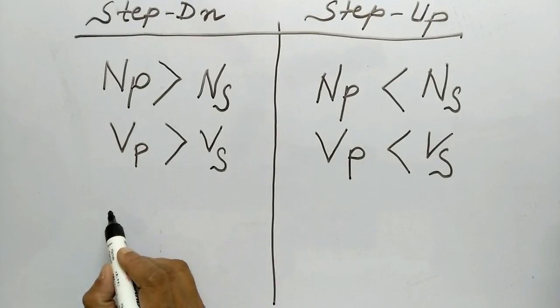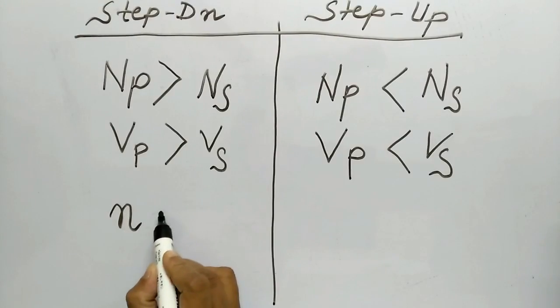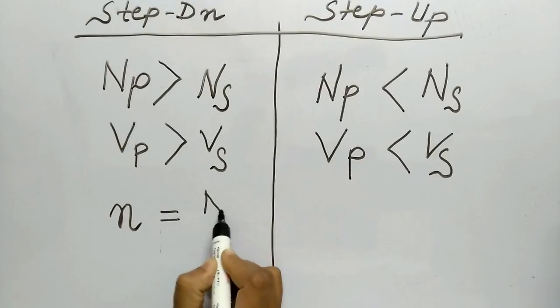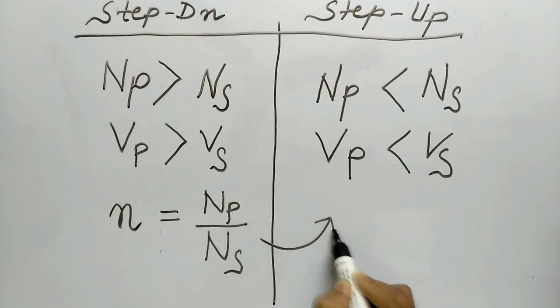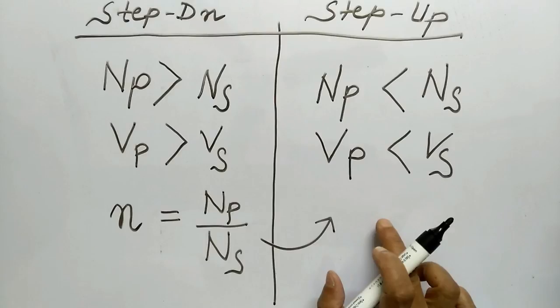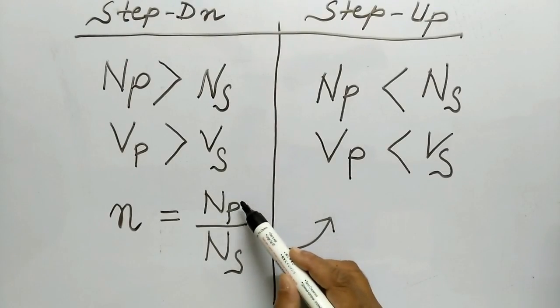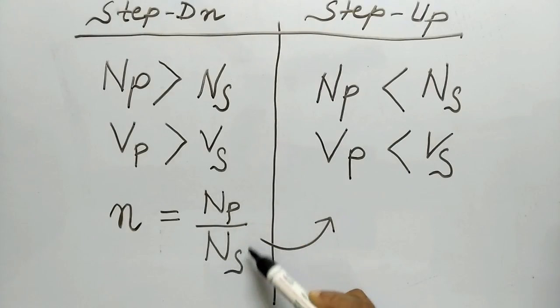Here we'll introduce another term called turns ratio, which is denoted by small n. Turns ratio equals the number of turns in the primary coil divided by the number of turns in the secondary coil. This formula is applicable here also. So the turns ratio of a transformer means the ratio between the number of turns in the primary coil and the number of turns in the secondary coil.